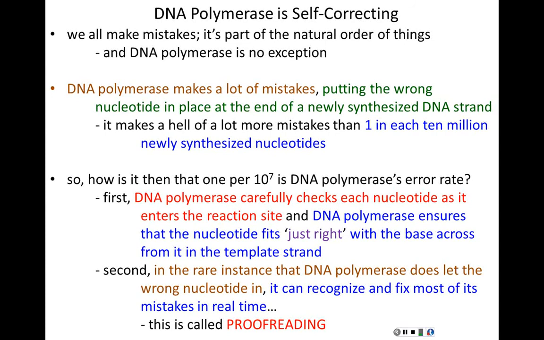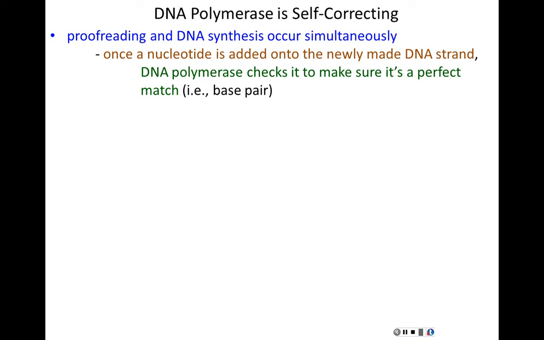And proofreading occurs simultaneously with DNA synthesis itself. The DNA polymerase enzyme is constantly making new DNA and checking that DNA to make sure it was made correctly. Once a nucleotide is added to a newly synthesized DNA strand, DNA polymerase checks it to make sure that it is a perfect match, to make sure that it is fitting in there perfectly, to make sure that no mistakes were made. How does it do this? It does it by touch.